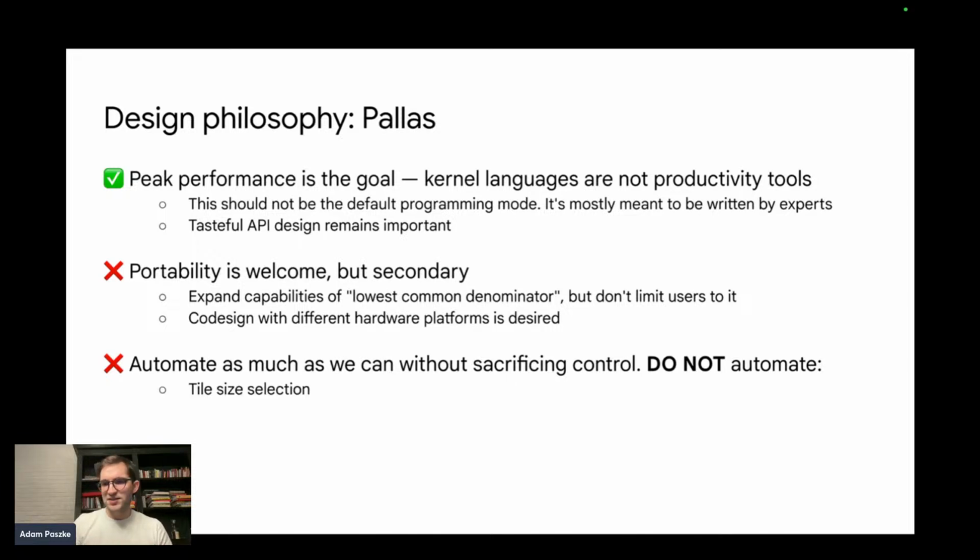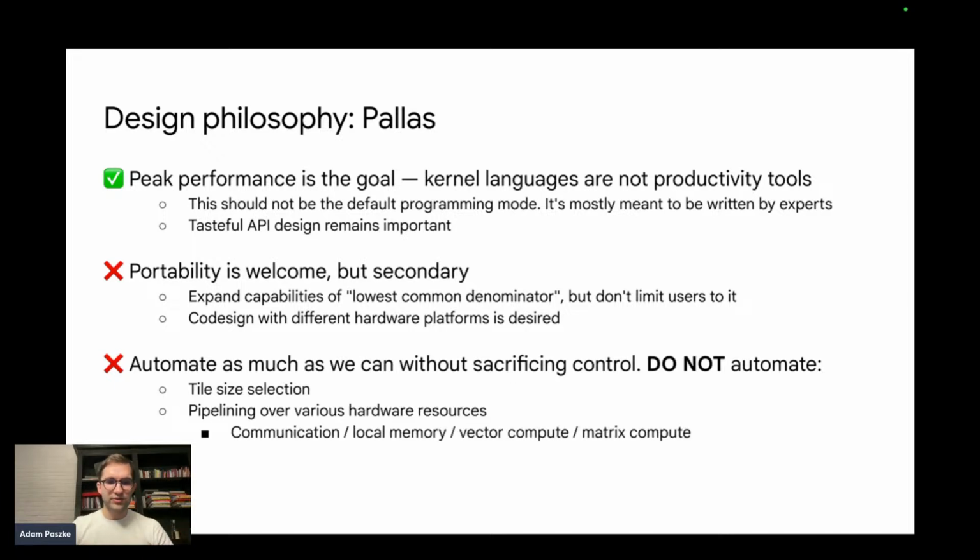But there are things where you can put in smarts, right? Stuff like tile size selection, or how you pipeline over various hardware resources. We have lots of hardware resources we can try to overlap the use of, right? We have communication between the devices. We have transfer between different local memories. We have vector compute, the ALU that I showed you before that does the softmax, and we have matrix compute, the tensor cores, right?